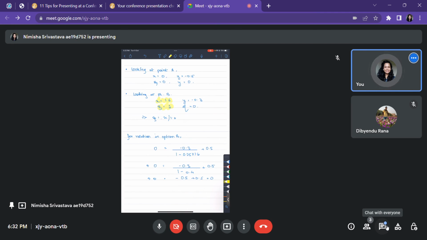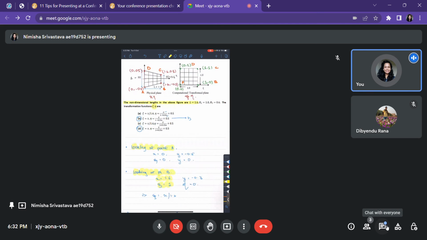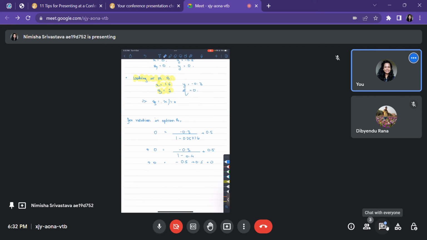Just for confirmation, we're going to look at another point which is informative. That is, we look at point C. Since we have two relations, just to see whether this is working for all the cases, confirming by looking at point C.